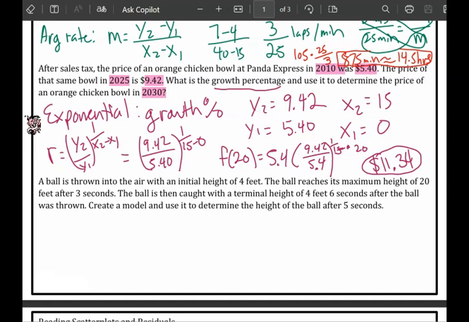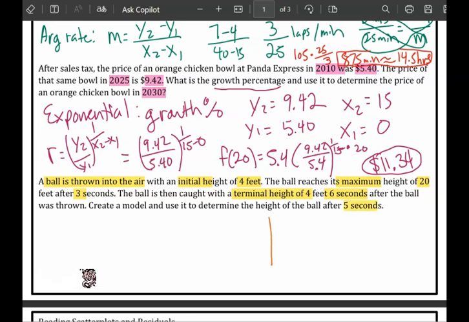A ball is thrown into the air with an initial height of 4 feet. The ball reaches its maximum height of 20 feet after 3 seconds. The ball is then caught with a terminal height of 4 feet 6 seconds after the ball was thrown. Create a model and use it to determine the height of the ball after 5 seconds.